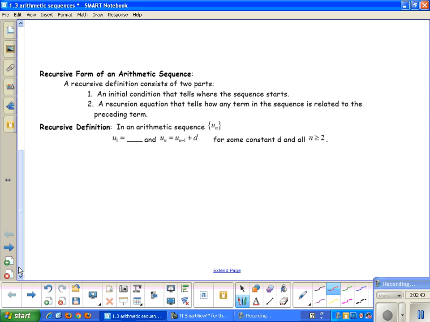So the formula that we use is right here. I'm going to write it a little bit bigger. Our first term, we always have to state what that is, and then a formula to get to the nth term: u sub n equals u sub n minus 1 plus d. And remember, if we're starting off with u sub 1, that means our values of n have to be greater than or equal to 2. So this is the formula that I'm using.